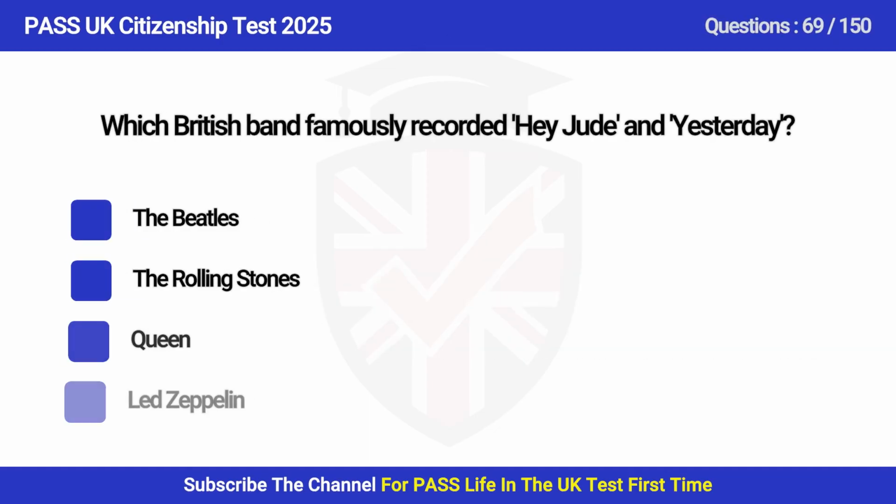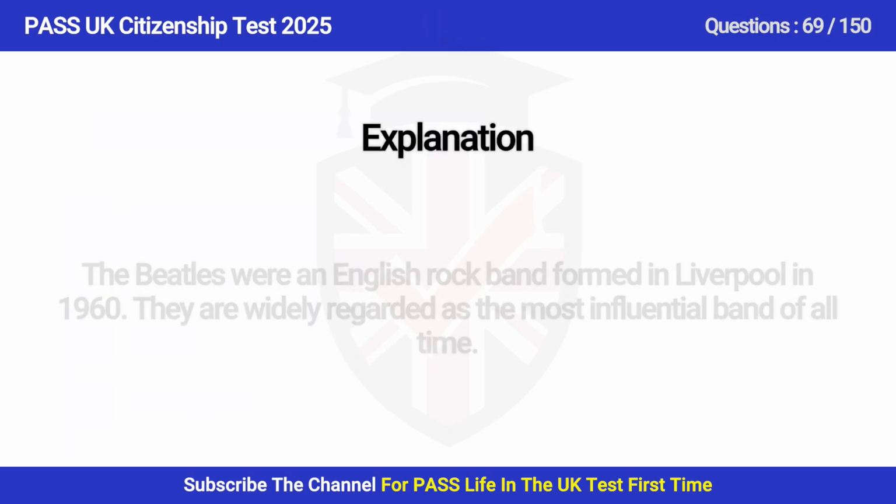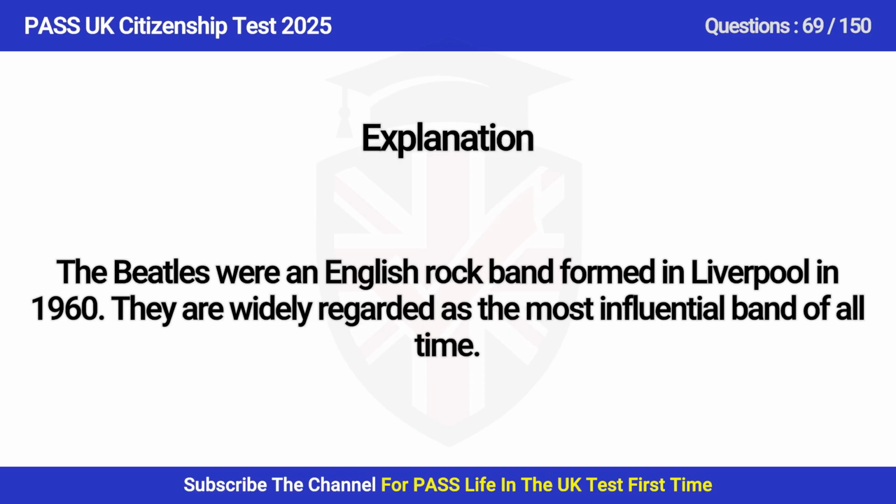Question 69. Which British band famously recorded Hey Jude and Yesterday? A. The Beatles, B. The Rolling Stones, C. Queen, D. Led Zeppelin. Answer is A. The Beatles. The Beatles were an English rock band formed in Liverpool in 1960. They are widely regarded as the most influential band of all time.